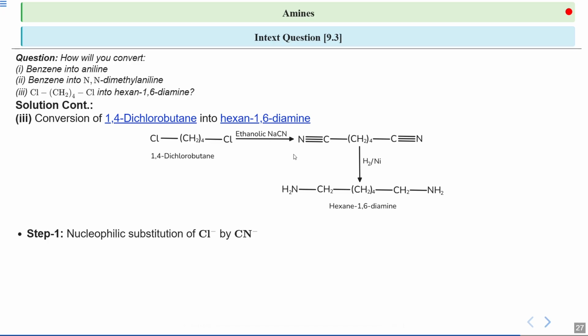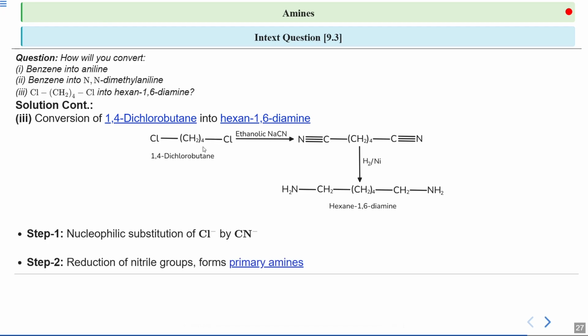This is a nucleophilic substitution, which means a nucleophile like this cyanide attacks the carbon attached to the chlorine and replaces it. And in step 2, we reduce these nitriles, which is C triple bond N, to get a primary amine. Here we are doing reduction by adding hydrogen to convert the triple bond in the nitrile to a single bond in amine. So this gives us the desired product, which is hexane-1,6-diamine.